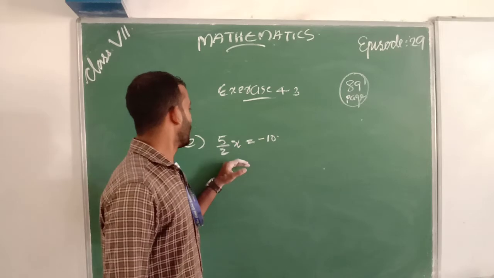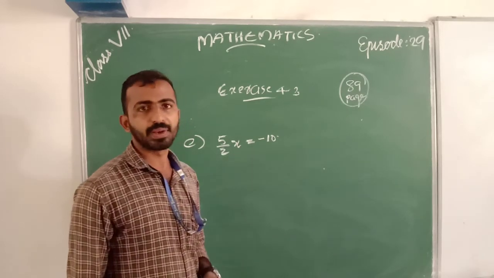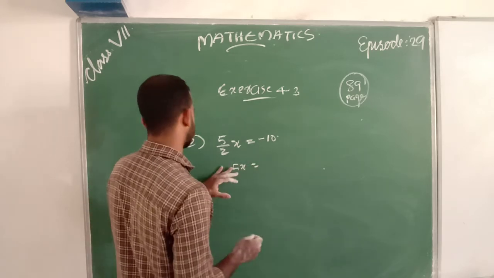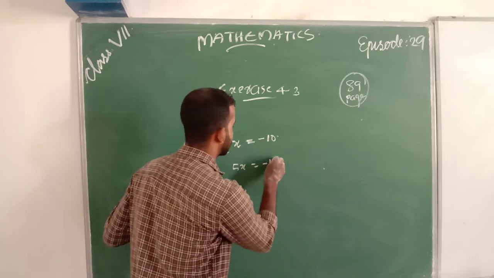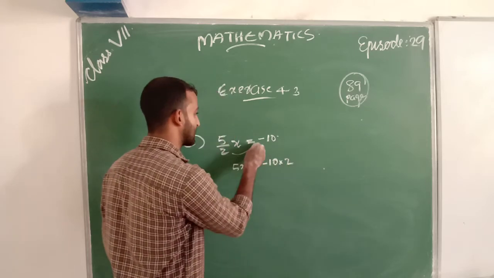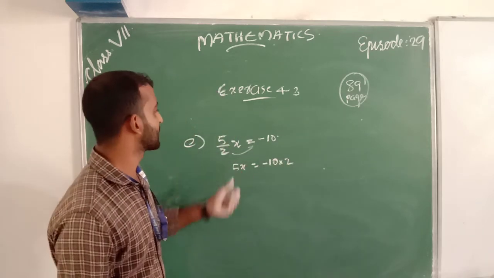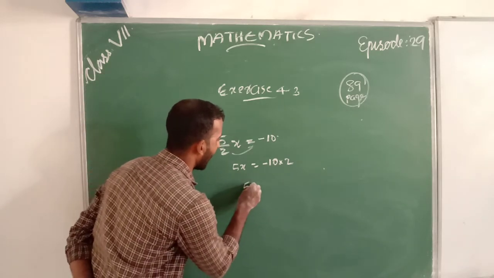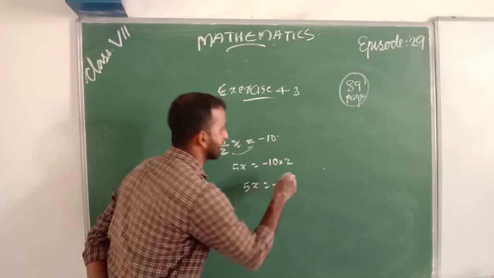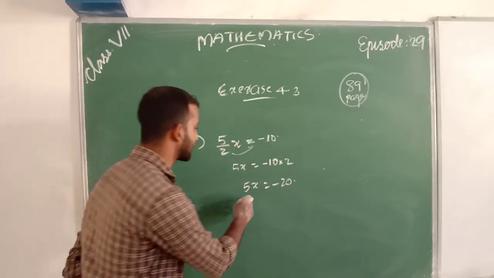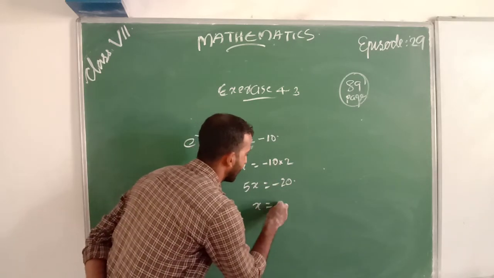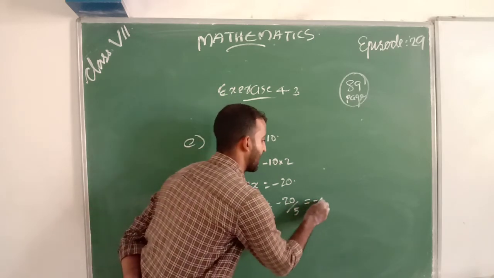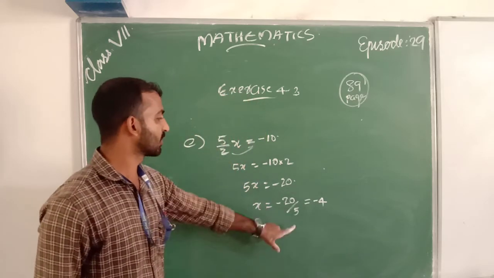5 by 2 into x equal to negative 10. The next step: 5x equal to negative 10 into 2. That is, 2 is transposed; here it is division, so it goes to multiplication. So 5x equal to negative 20. Then x equal to negative 20 by 5, which is equal to negative 4.